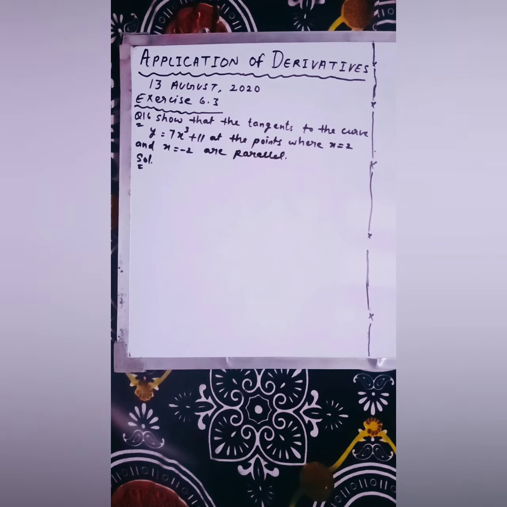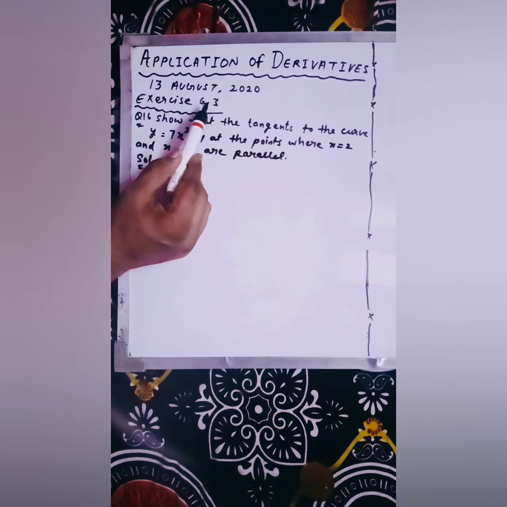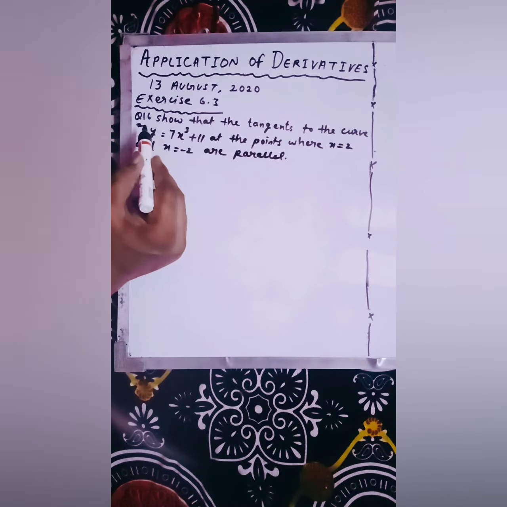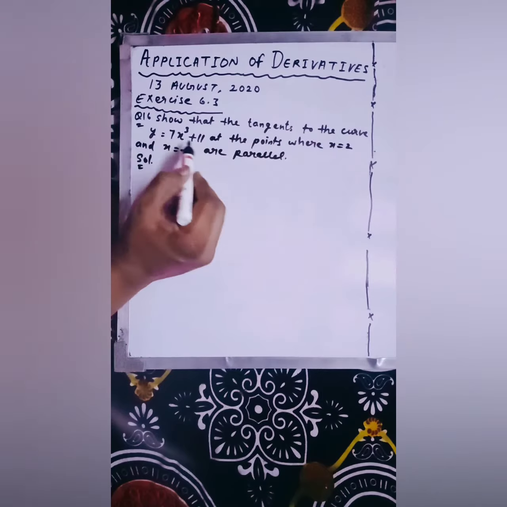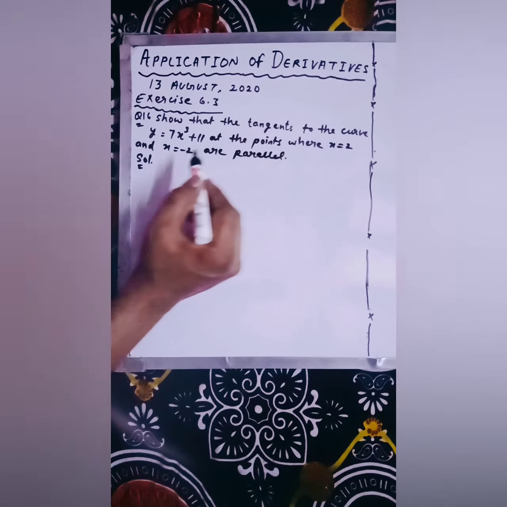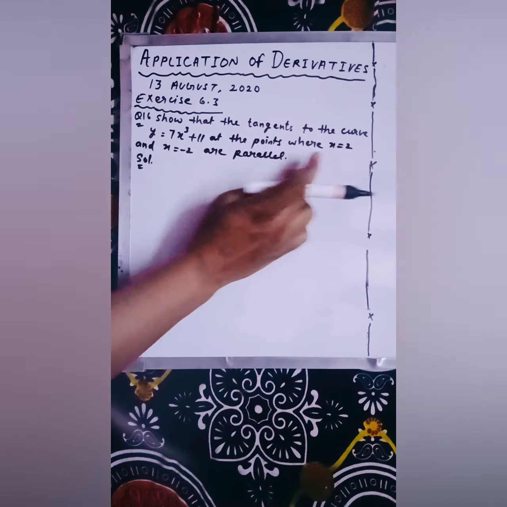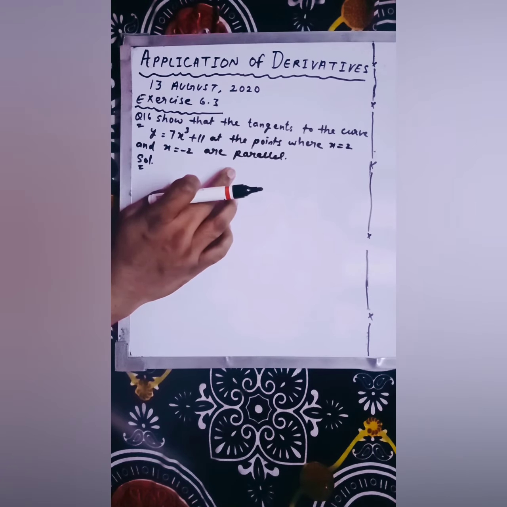Today I'm going to solve question number 16 of your exercise 6.3, chapter number 6, application of derivatives. So here is question number 16. Show that the tangents to the curve, the equation of which is given to us, at the points where x equals 2 and x equals minus 2 are parallel. At this point and at this point, the tangents must be parallel.